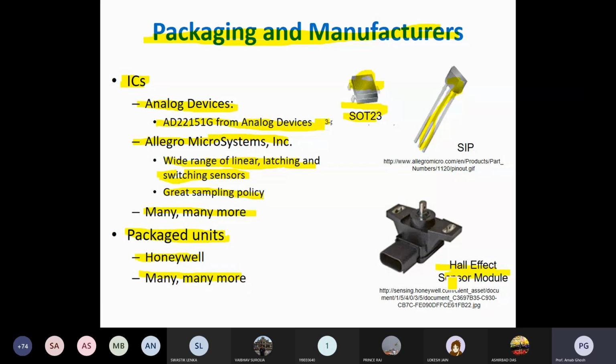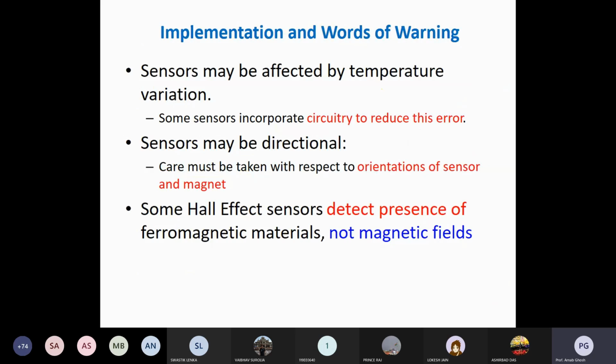So, implementations and words of warning. Where we are going to implement this type of sensor, the sensor may be affected by temperature. So how will it be affected? Definitely affected by the temperature. Basically, why is it affected by temperature?